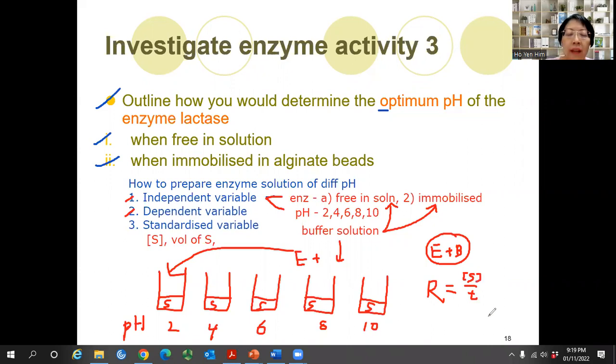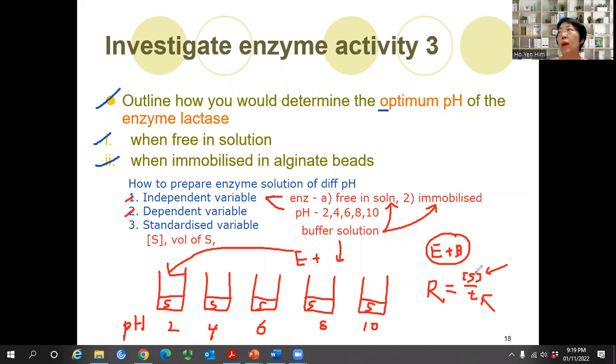So we want to start timing, and we need to fix the time. You either fix the substrate or fix the time. That means you fix the time and find out how much substrate disappears, or you fix the substrate and find out how long it takes for all the substrate to disappear. You need to fix one and measure the other because both are changing at the same time. Okay, so can you follow?